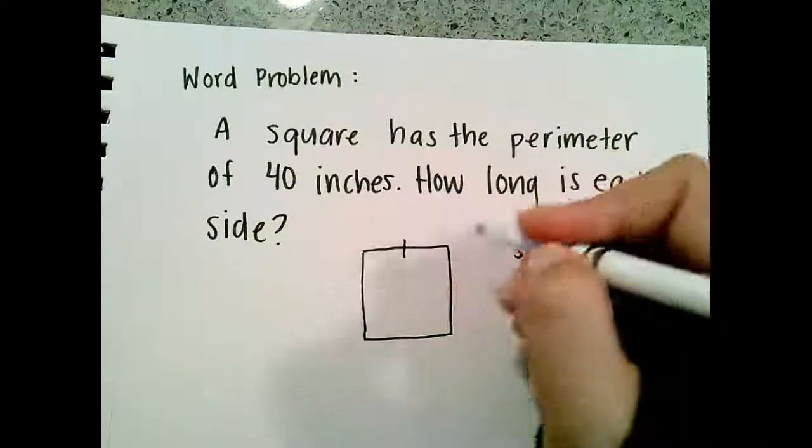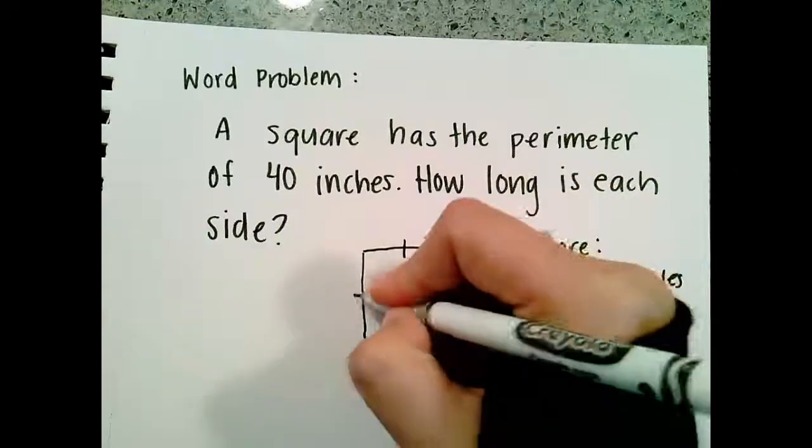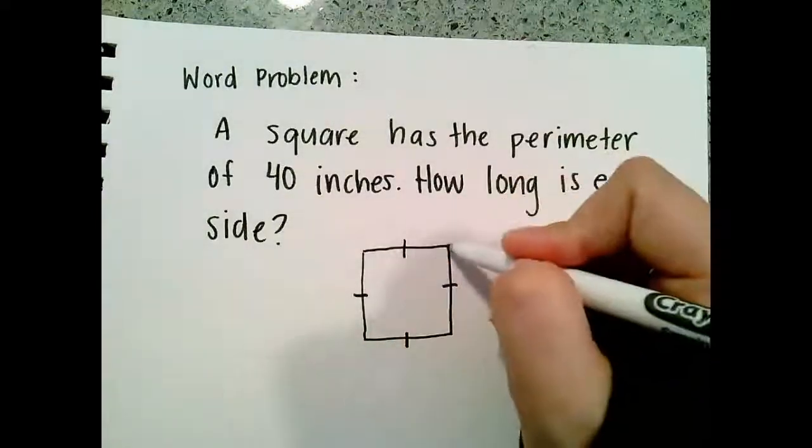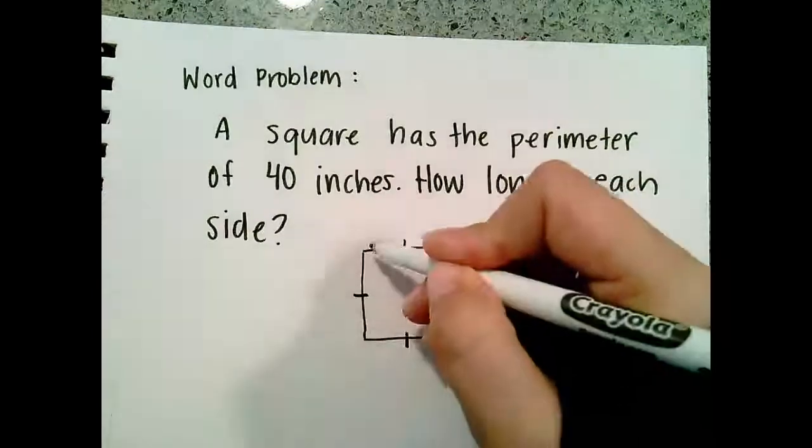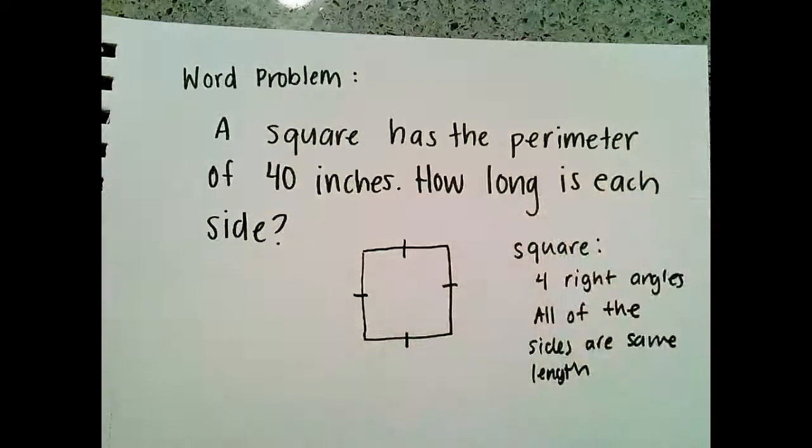So that means I'm going to show this congruent symbol for each one. These are all the same size. So if this is one length, it's going to be the same length here, here, and here. And now let's go back to our information.